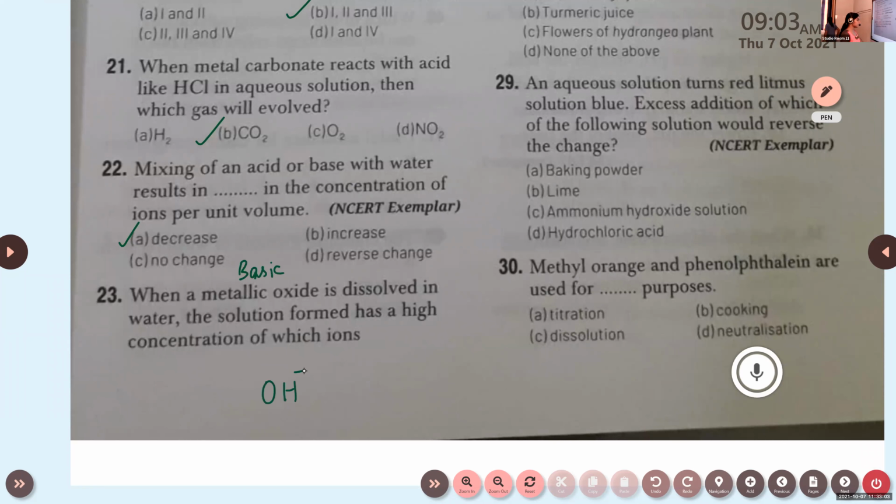If it is a non-metallic oxide, which ions will have a higher concentration? H plus ions or H3O plus ions. H plus ions are not stable, so they will always combine with a water molecule to form H3O plus. Here the water is also mentioned. So hydronium ions will be formed if it is a non-metallic oxide. Clear? So you have to be thorough with this concept. Metallic oxides are basic in nature.